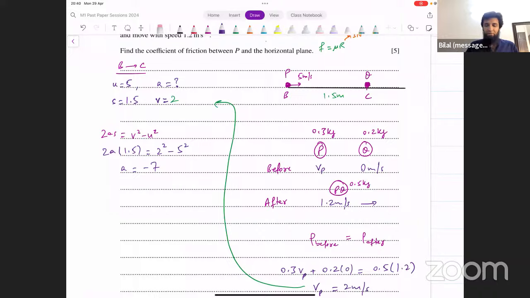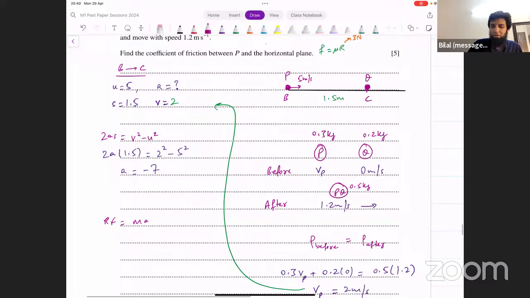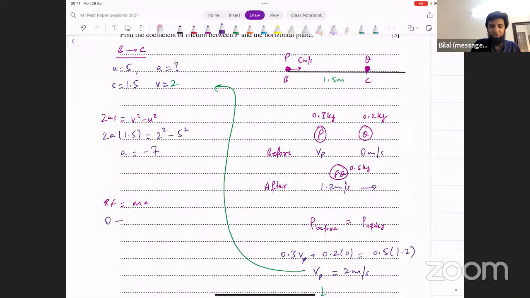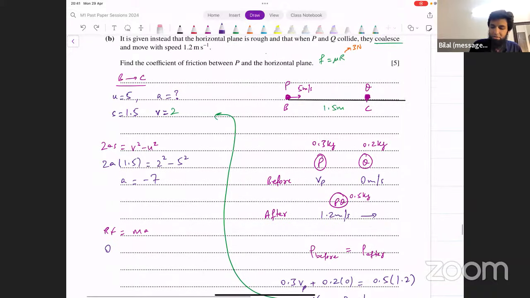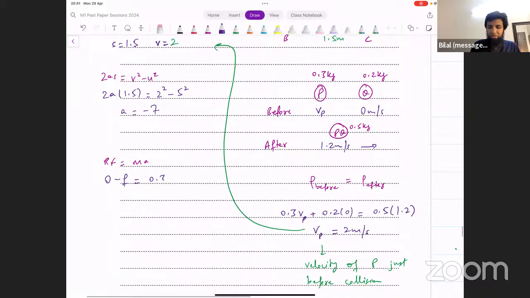Okay. Once we've got the value of acceleration, now it's pretty straightforward. Since this is the acceleration, resultant force equals mass into acceleration. What's the forward force? On P, there's no forward force, right? P is just moving to the right because it already has some speed. There's no forward force. What's the backward force? Backward force is friction. So on P, we have a backward force of friction acting. So we say 0 minus F equals mass of P, which is 0.3, into acceleration, which is minus 7.